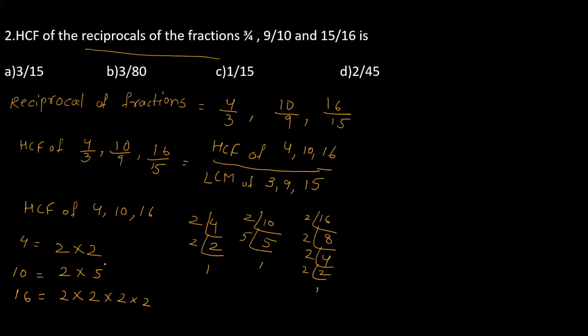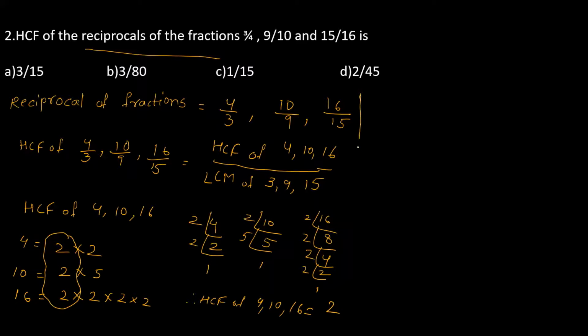So what is the HCF here? What is common in all the three numbers? 2 is common, right? So 2. In 4 equals 2 into 2 we have 2, but the second number, 10 equals 2 into 5, has only one 2, so there are no other factors common in all the three numbers. Therefore HCF of 4, 10, 16 is equals to 2.